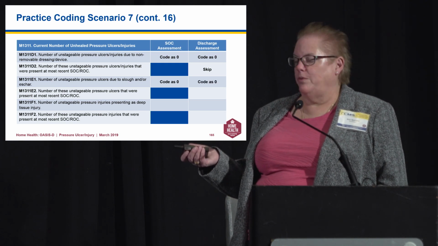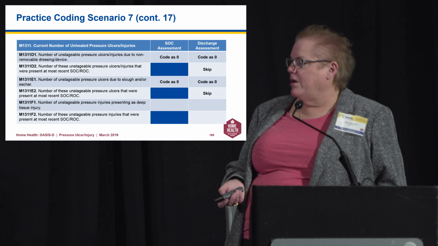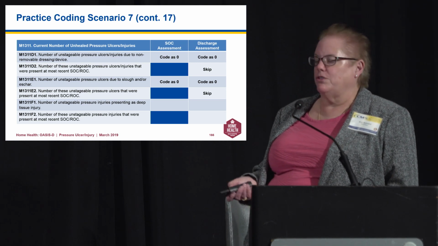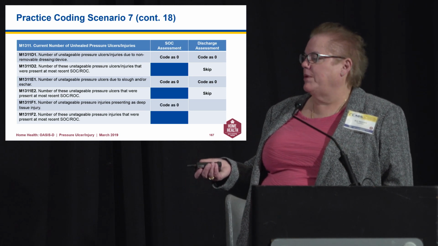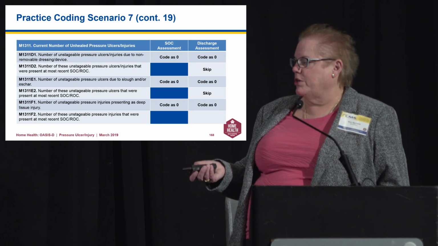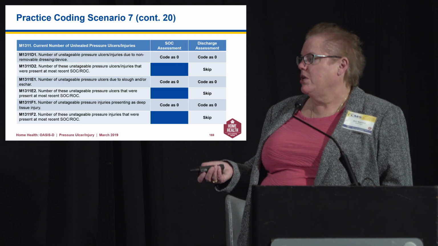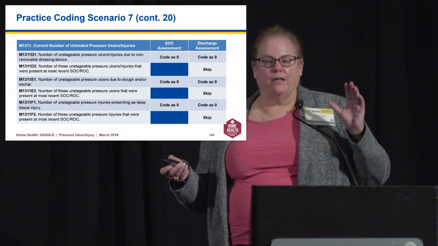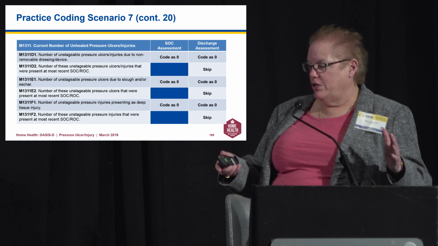So the next question will be skip, right, because we didn't have any. And then how about presenting as a deep tissue injury? Any at start? No. And then how about at discharge? Right. And then the number of these unstageable pressure ulcers that were present on the SOC/ROC? Skip.